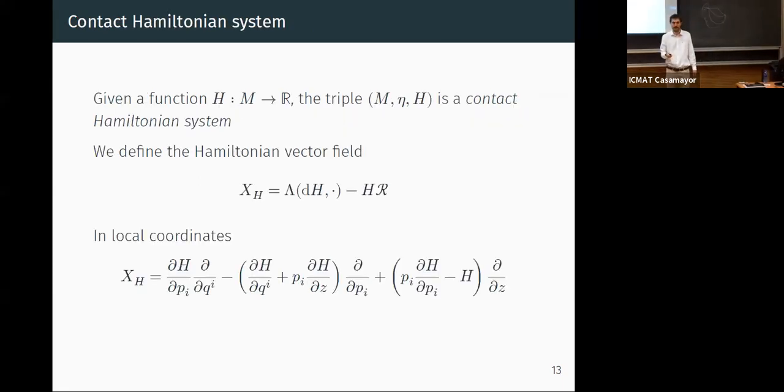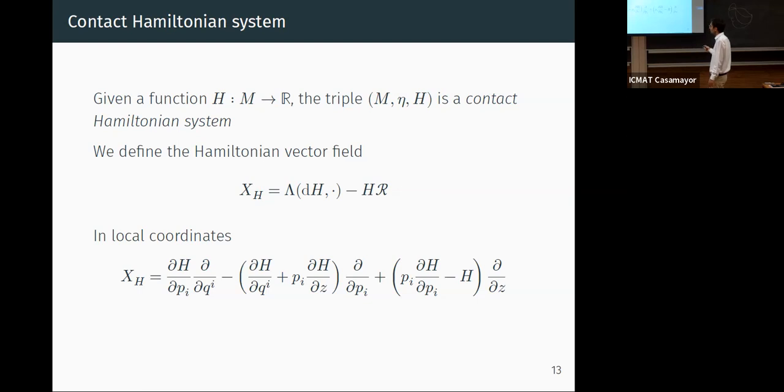Okay, now we will talk about dynamics. In order to have dynamics, we need to equip our manifolds with a function. And now the triple formed by the contact manifold and this extra function is called a contact Hamiltonian system. We can use this function and the Jacobi structure to define the Hamiltonian vector field. This works for any Jacobi manifold, not just for contact, but contact is a specific case of this definition. In local coordinates, this vector field is like this.